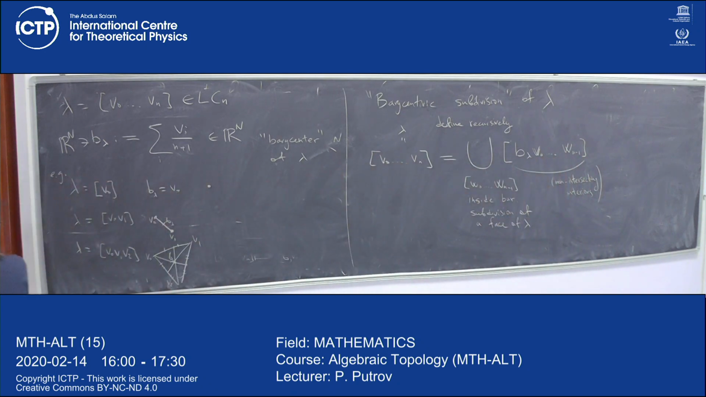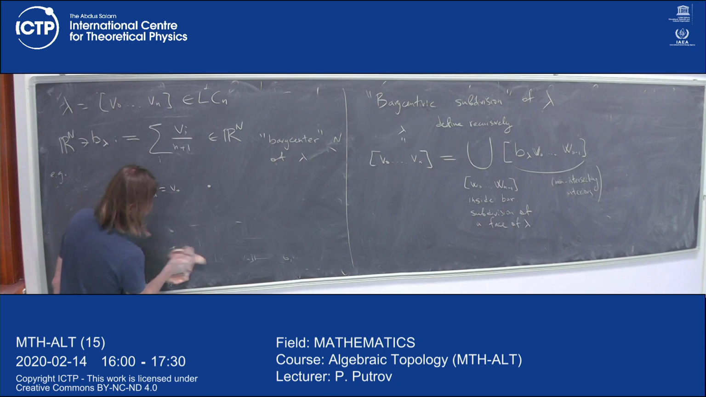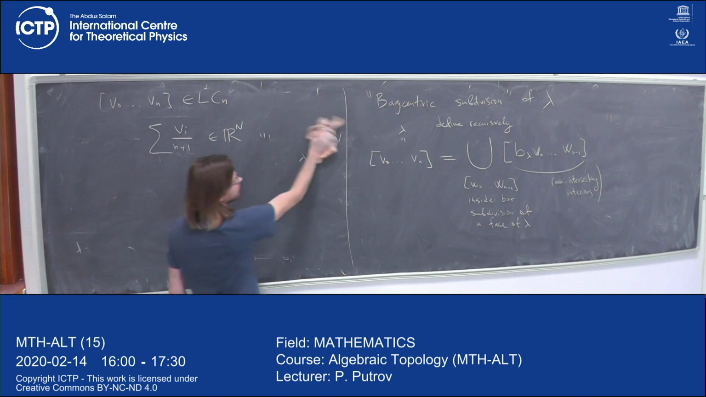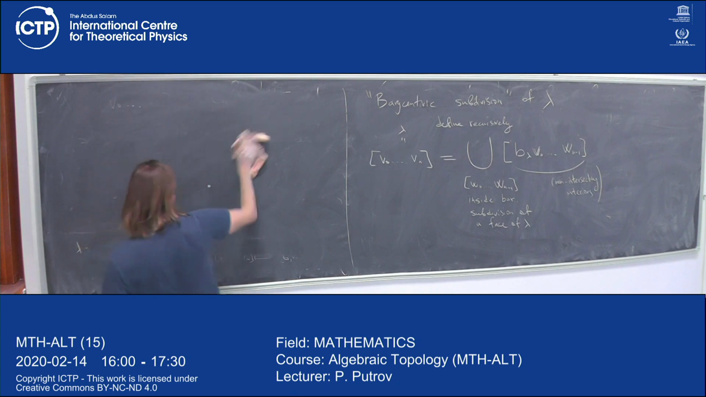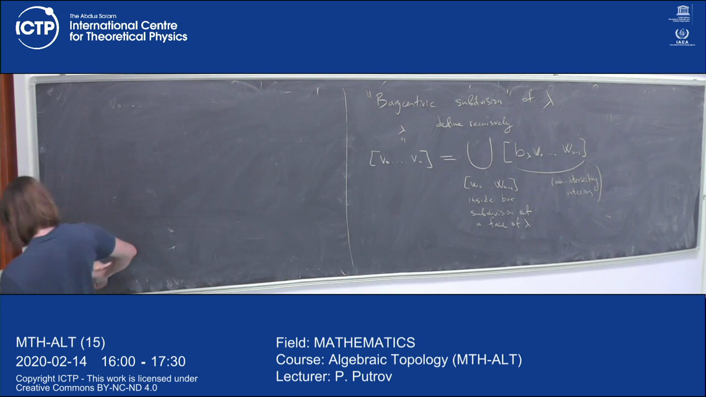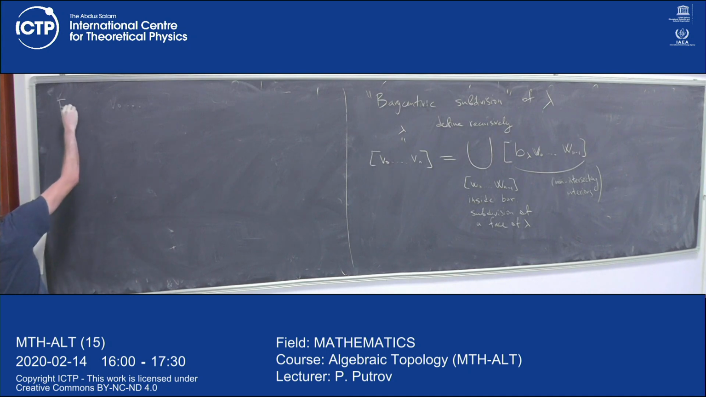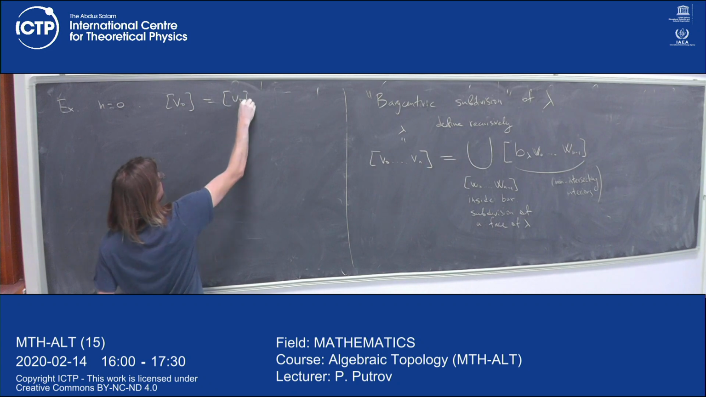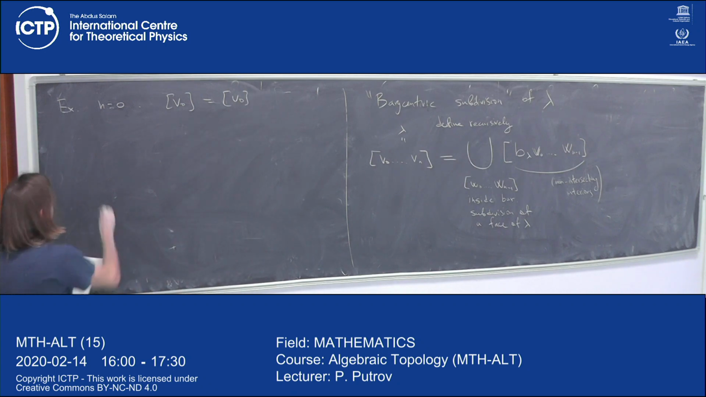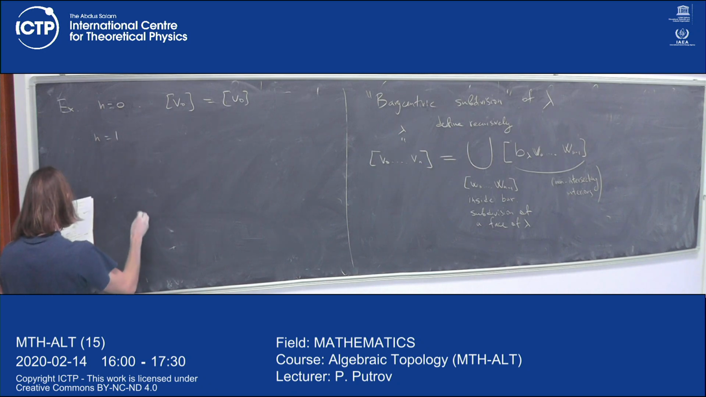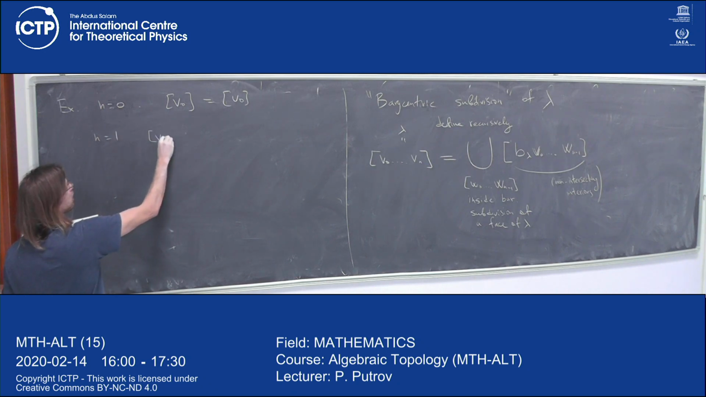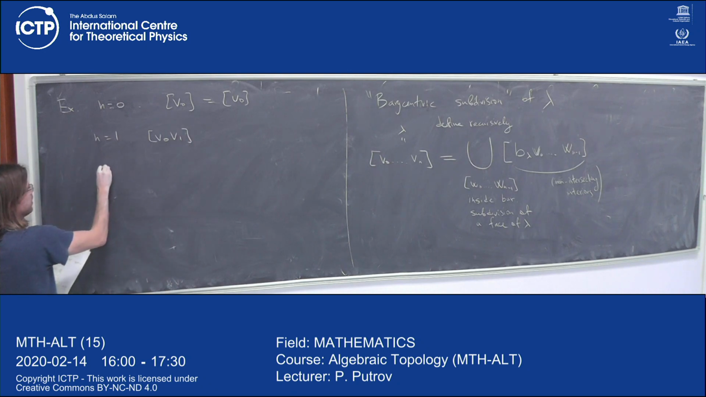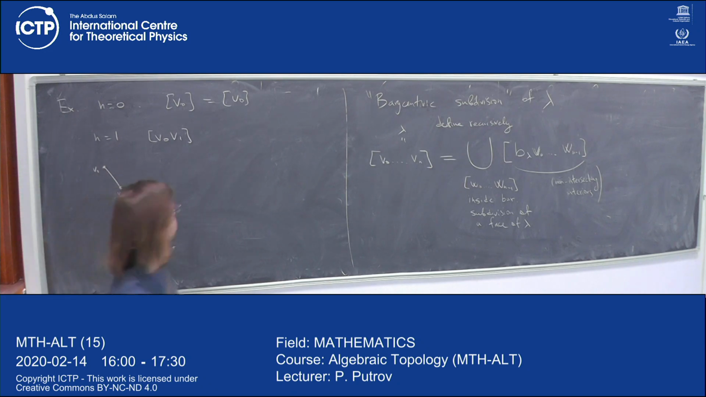So again, let me give you examples so it is clear what's going on. What happens when n equals 0? For n equals 0, this does nothing. The point is subdivided into a point. And for n equals 1, I start with some interval v0, v1, and I consider this union of this form.